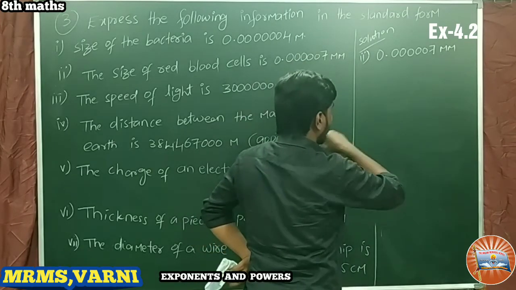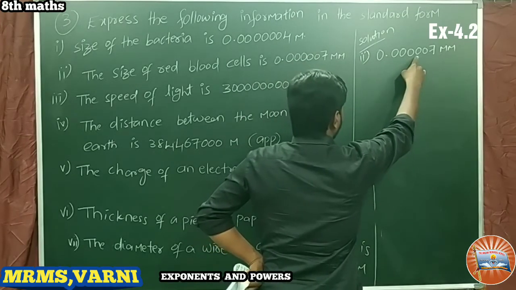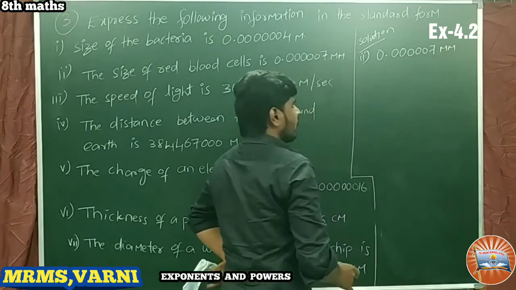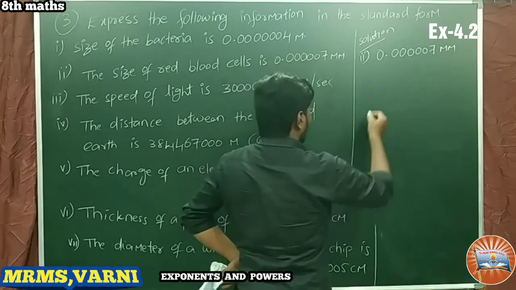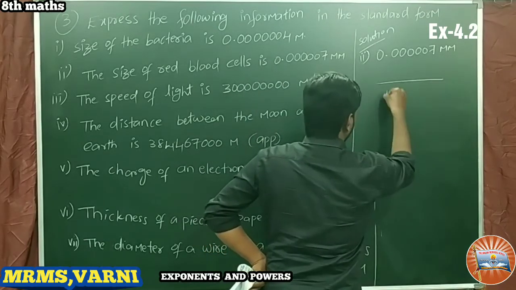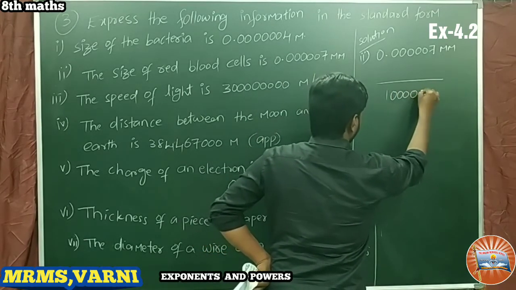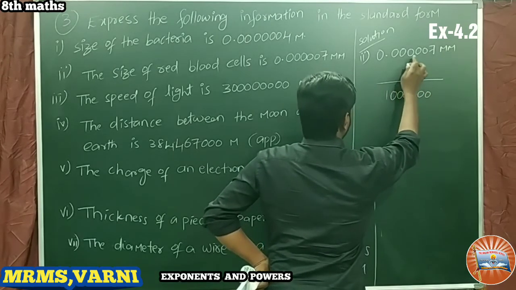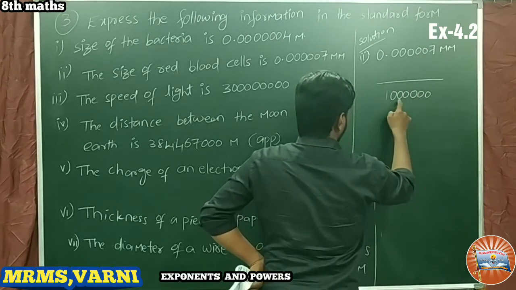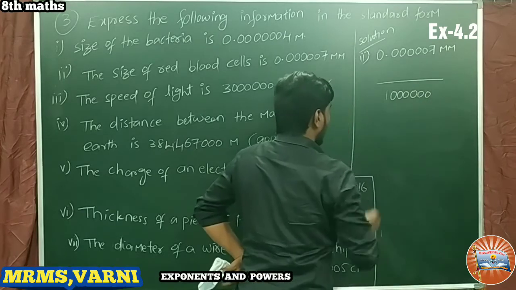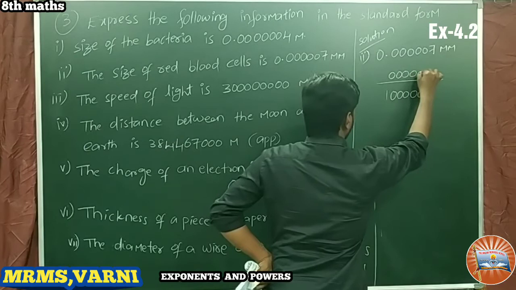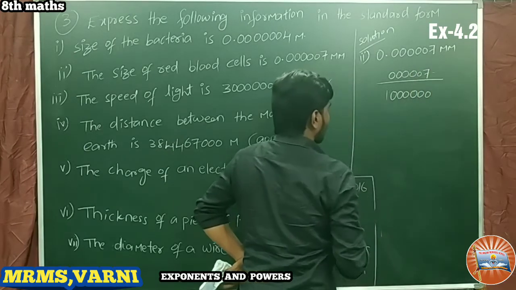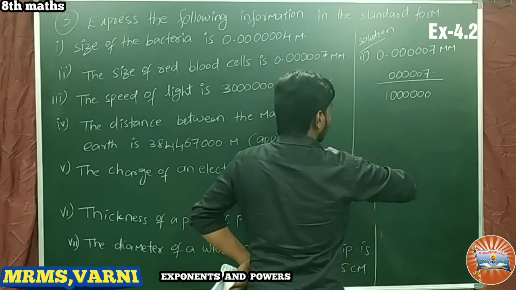So after a decimal point 1 2 3 4 5 6. After the decimal point we have 6 decimal places. That is what I am writing in the denominator, 1 and 6 zeros here. Okay, so 1 2 3 4 5 6 zeros. Okay, right. Write down here 0.000007. Okay, I have removed here decimal point.